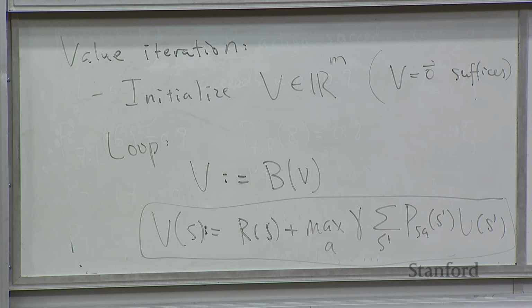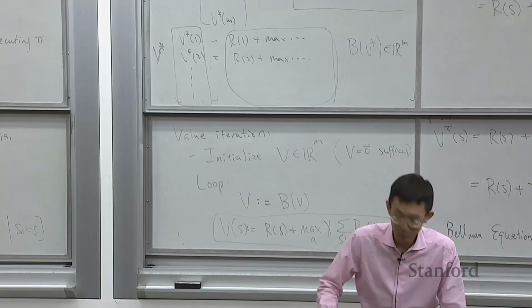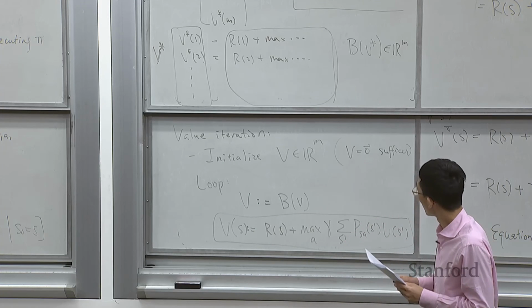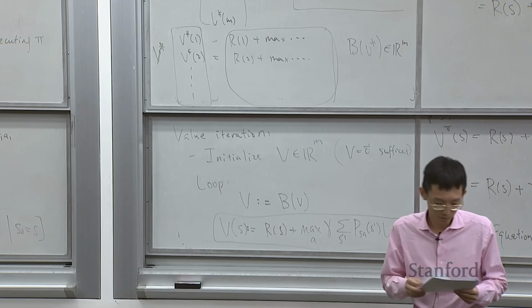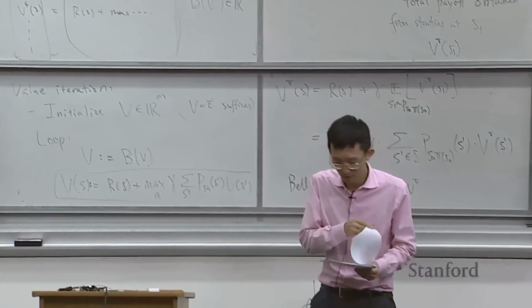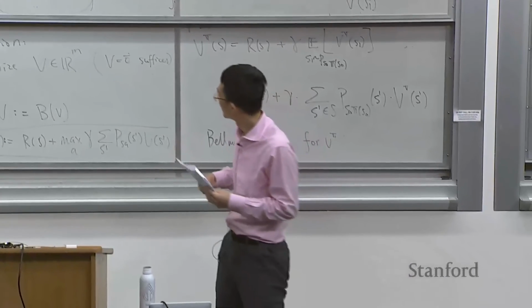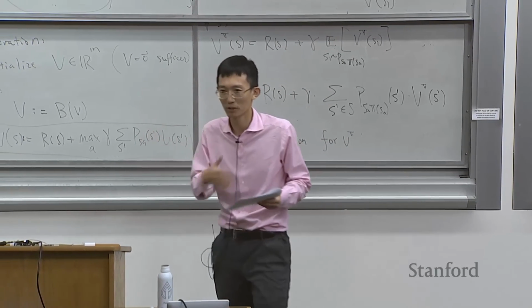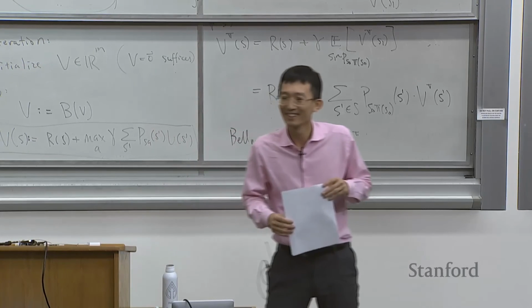I think I'm running quite over time. There's one other algorithm called policy iteration, which is very similar. I'll just leave that to you to read in the lecture notes. It's not required for homework, so optionally you can read it if you're interested. Okay, thanks.